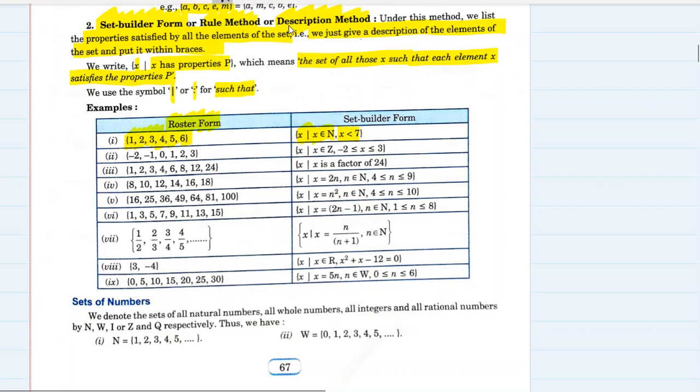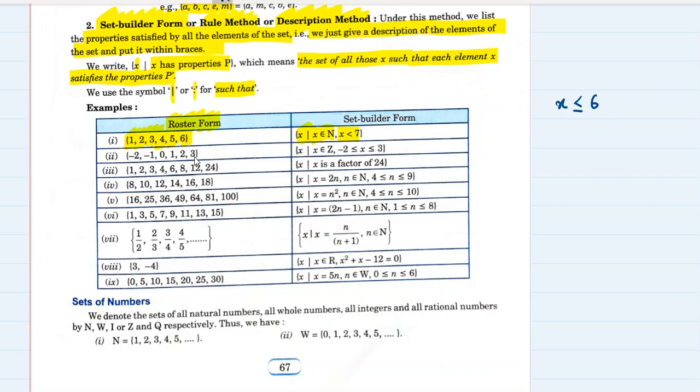Now, in place of x is smaller than 7, if somebody had written x is smaller than or equal to 6, then also it is correct. A natural number smaller than 7 is 1, 2, 3, 4, 5, 6. A natural number smaller than or equal to 6 is also 1, 2, 3, 4, 5, 6.